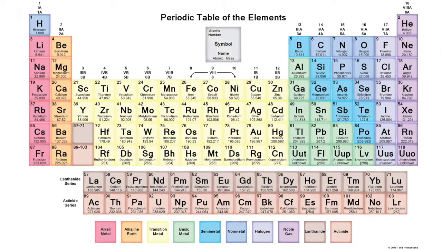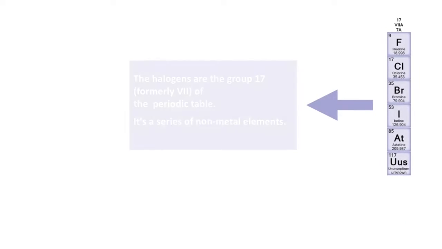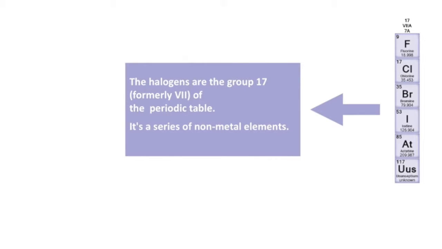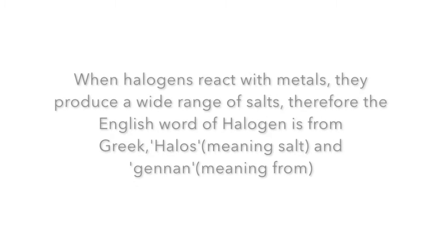The halogens are group 17 of the periodic table. It's a series of nonmetal elements. The halogens include fluorine, chlorine, bromine, iodine, and astatine.